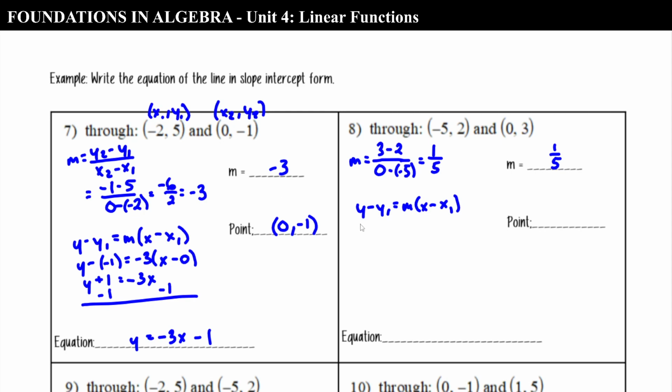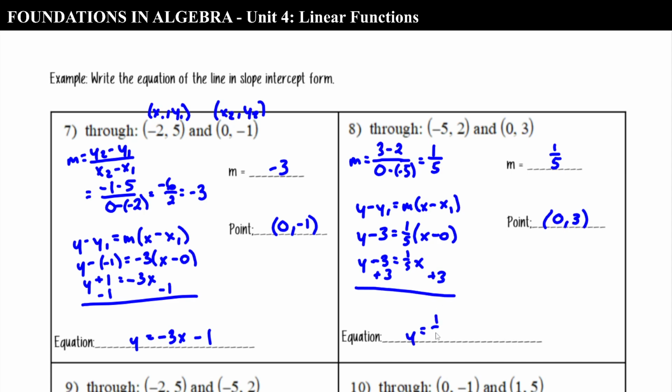All right, so now we have y minus, let's use the second point here. So we're going to go with 0, 3 as the point that we use for the same reason, because 0 is easy to work with. So our y1 is 3, our slope is 1/5, our x1 is 0. So we have y minus 3 equals 1/5 x. Add 3 to each side, and that's going to give you y equals 1/5 x plus 3.